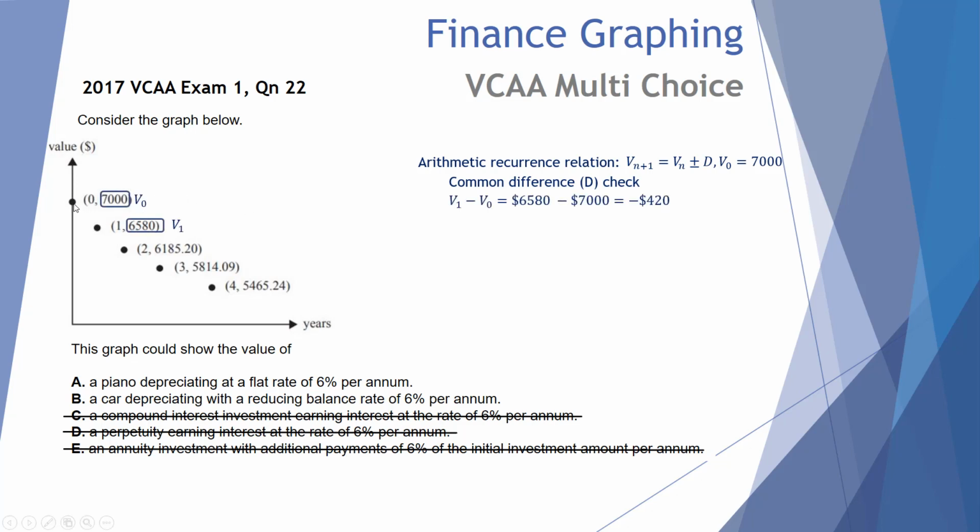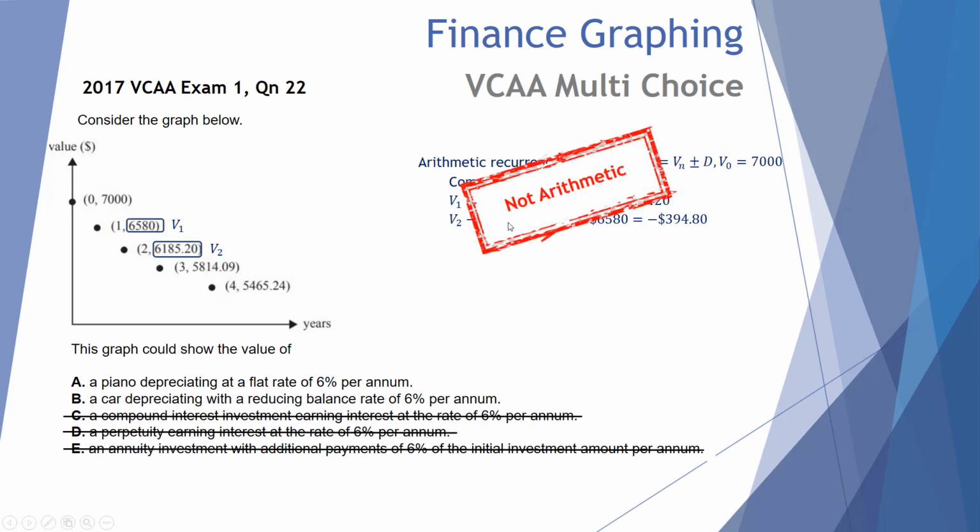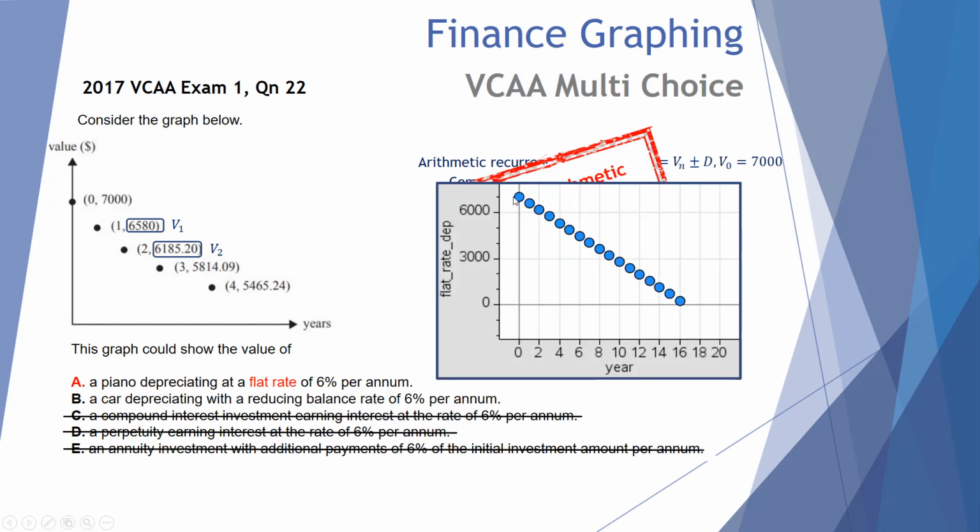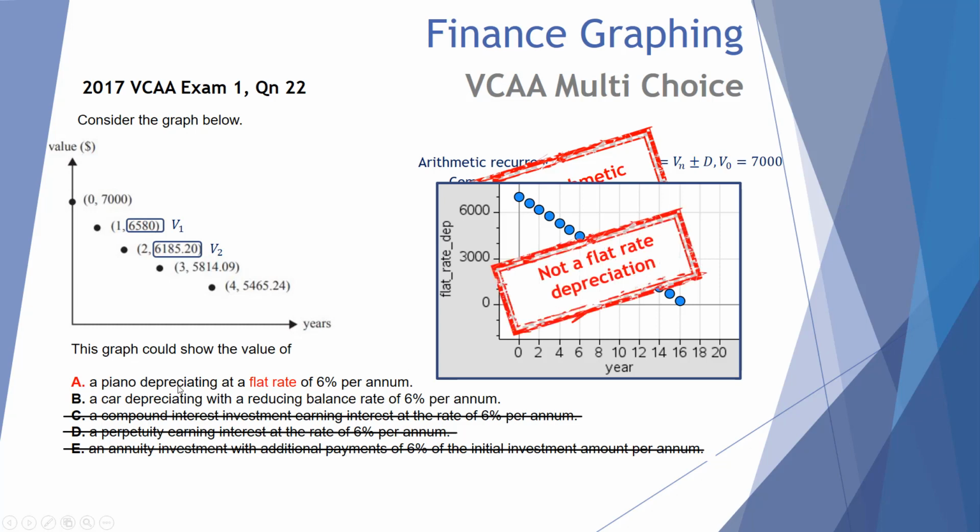So between V0 and V1, $420. Then the next 2 successive terms, V1 and V2, we take 6185.20 from 6580, and there's a difference, a depreciation of $394.80. This is not a common difference, so we can't approach this as an arithmetic recursion relation. So it's not arithmetic. Flat rate is arithmetic. This is what it would look like if it was a flat rate depreciation of 6% per annum. So it's not a flat rate depreciation. So option A we can eliminate.